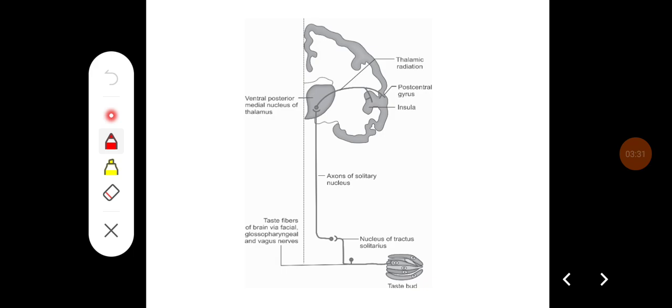So this diagram shows the taste pathway which is ipsilateral. First order neuron arises from the taste buds. They end in the nucleus tractus solitarius area. Second order neurons arise from here. They ascend ipsilaterally to thalamus to end in ventroposterior medial nucleus of the thalamus. Then the third order neurons, they are going to go to the postcentral gyrus and anterior part of the insula.